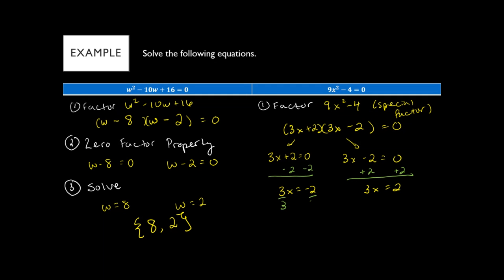And then I'm going to divide the equations by 3, and this is the same step for both equations. Now, it isn't always the same step, it just is in this case. And we get x equals negative 2/3, so you want to leave that as a fraction. And then x equals positive 2/3. So again, we have two solutions, negative 2/3 and positive 2/3.